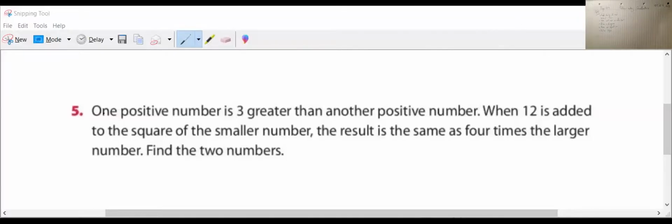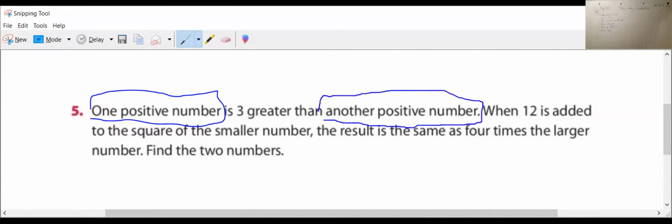So we've got one positive number. I'm going to call that first unknown number x. Sorry, let's do this. Another positive number, let's call this x. And we'll call this one that's 3 greater x plus 3. So these are the two numbers that we have in this problem, x and x plus 3.